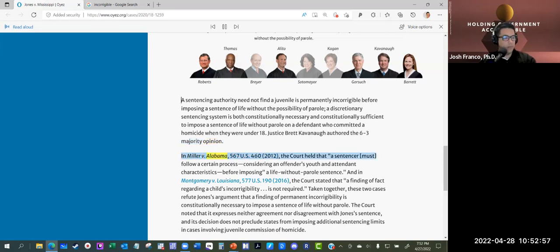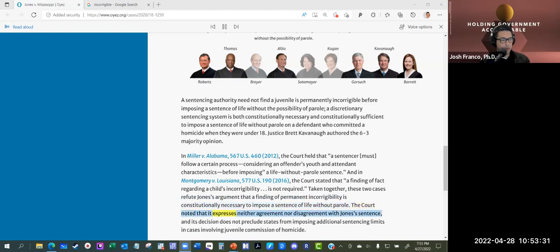In Miller v. Alabama, 567 U.S. 460, 2012, the court held that a sentencer must follow a certain process, considering an offender's youth and attendant characteristics, before imposing a life without parole sentence. And in Montgomery v. Louisiana, 577 U.S. 190, 2016, the court stated that a finding of fact regarding a child's incorrigibility is not required. Taken together, these two cases refute Jones's argument that a finding of permanent incorrigibility is constitutionally necessary to impose a sentence of life without parole.